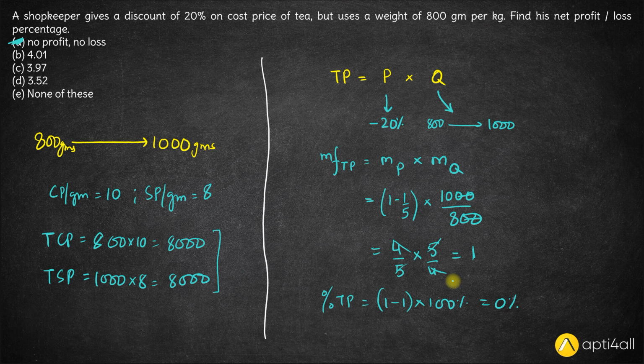So the total price of the tea does not change, and we know the percentage change in total price is the same as the profit or loss percentage. Hence, it is 0%. That means no profit, no loss.